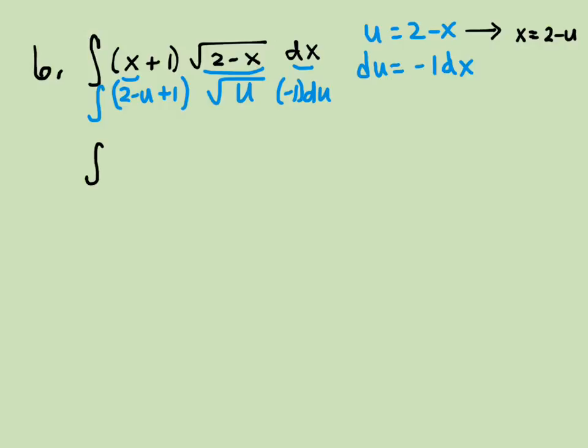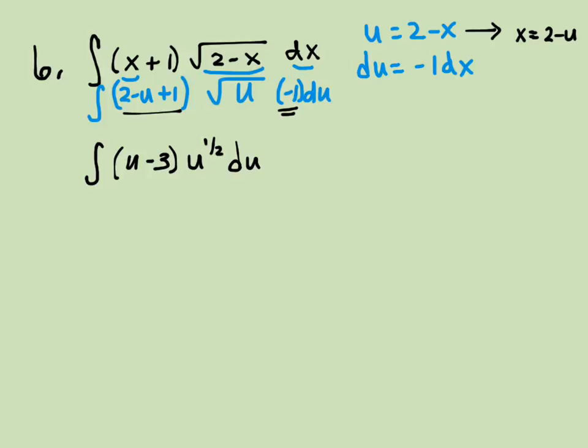So on the outside right now, this is 2 minus u plus 1. So what does this actually give me? Three minus u, and I'm going to go ahead and multiply it by a negative. So instead of 3 minus u, it'll be negative 3 minus u, or u minus 3, right? And then I have u to the 1/2 du. Everybody good so far? Okay, fantastic.